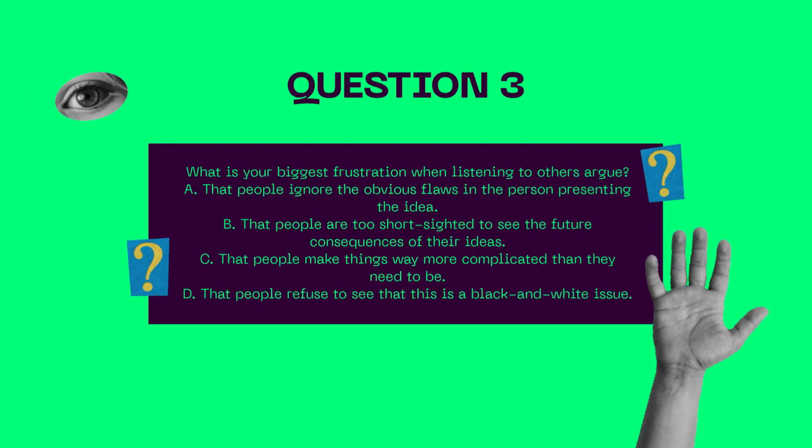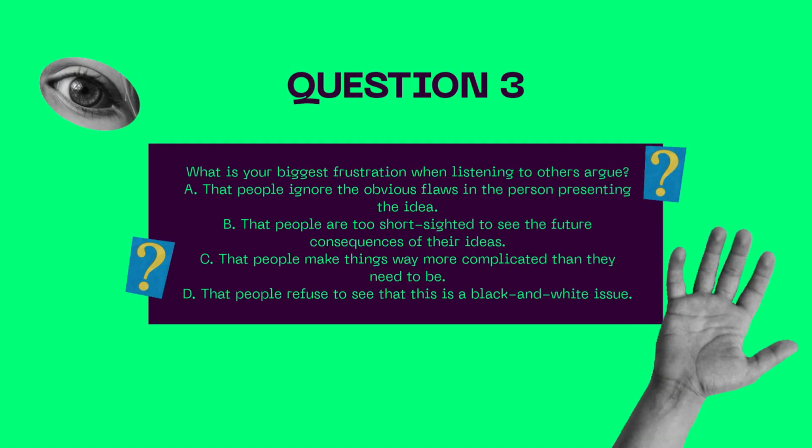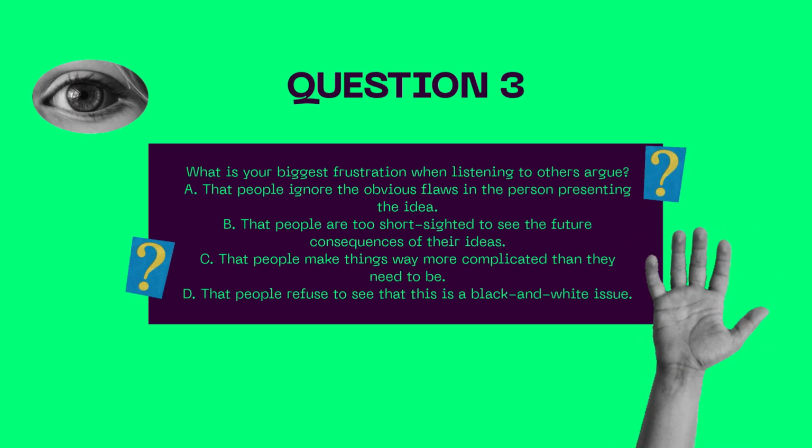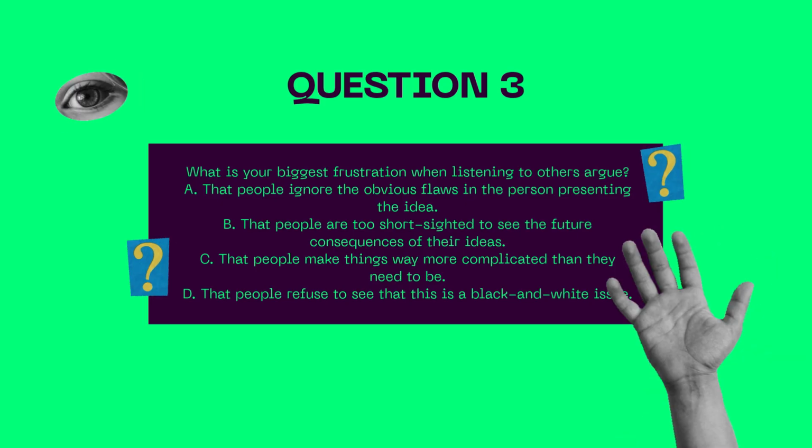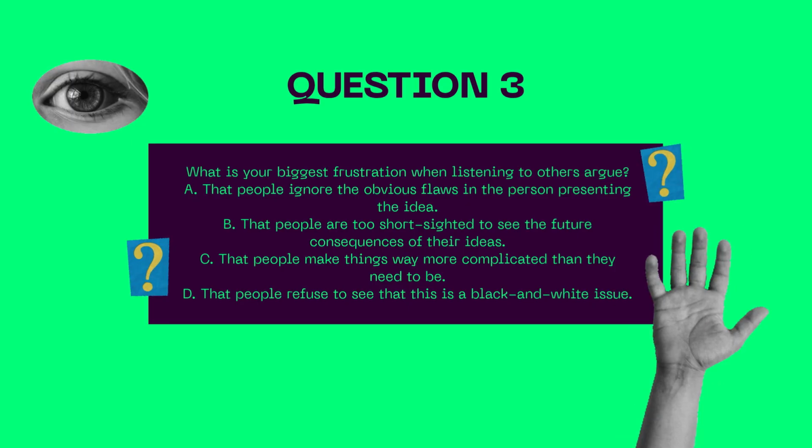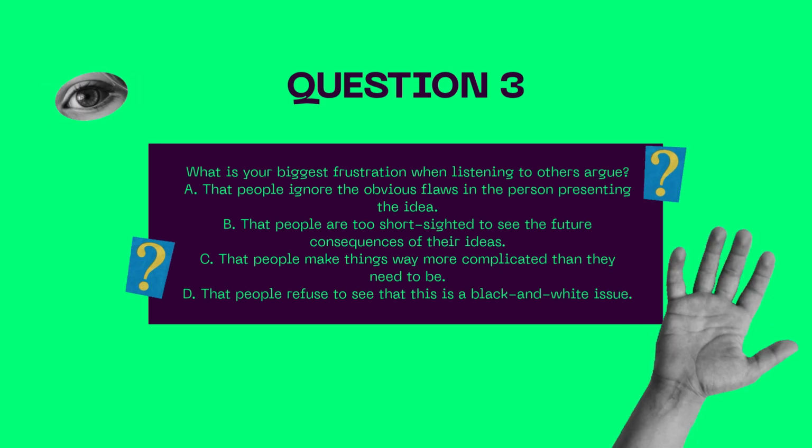Question 3. What is your biggest frustration when listening to others argue? A. That people ignore the obvious flaws in the person presenting the idea. B. That people are too short-sighted to see the future consequences of their ideas. C. That people make things way more complicated than they need to be. D. That people refuse to see that this is a black and white issue.